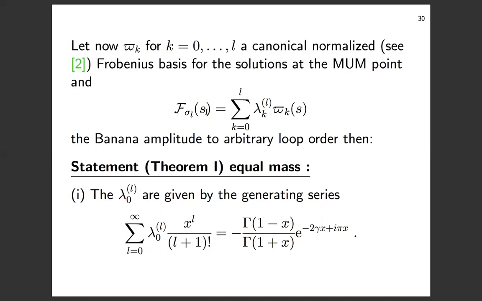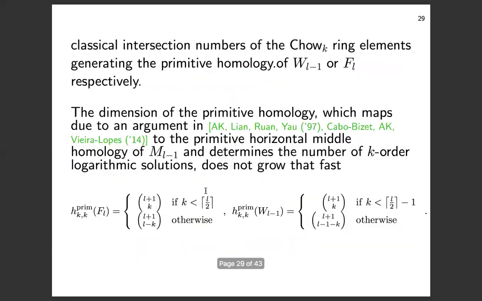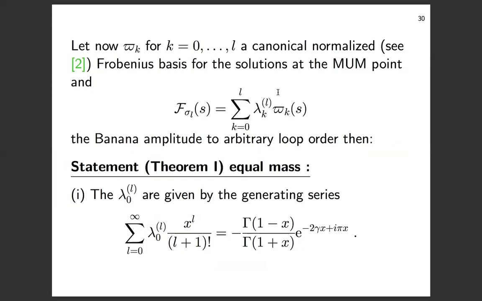The statement is, as I said, we have a Frobenius basis. I have described how this Frobenius basis is constructed by derivatives with respect to the solution. And so I'm interested in what these coefficients are that you need in order to express the Feynman graph in terms of this Frobenius basis, because that is what the physicists really need to know. What is this linear combination that they need to calculate? The statement is that these coefficients that give you the right linear combination of the Frobenius basis are given by the generating function, which is given here.